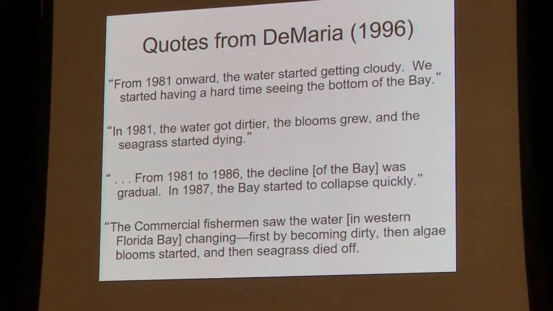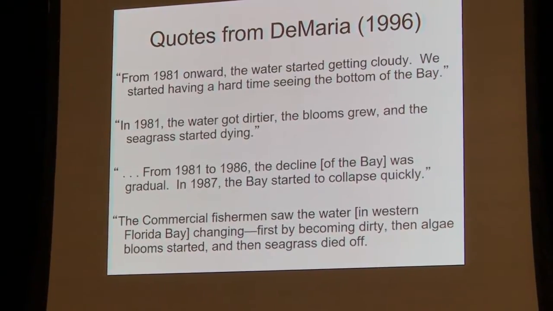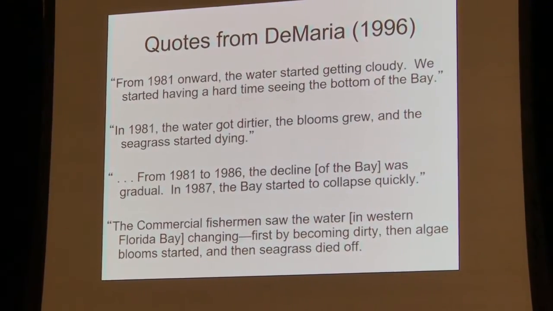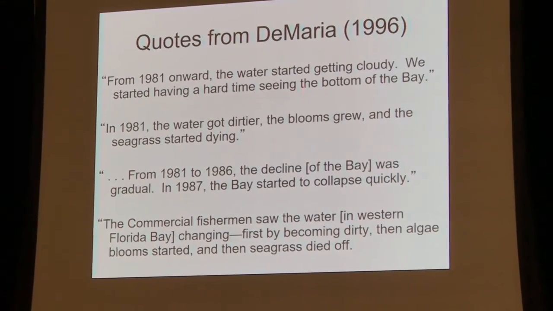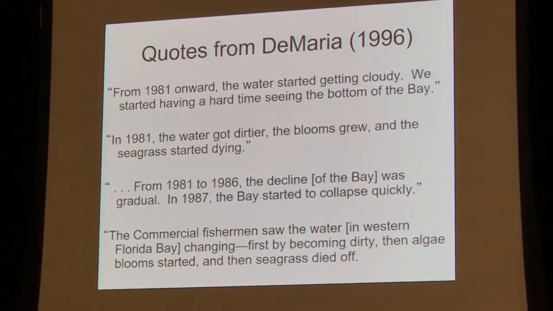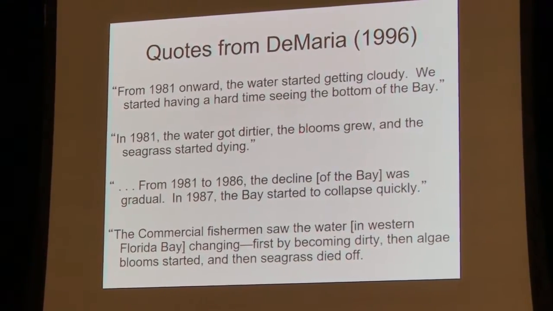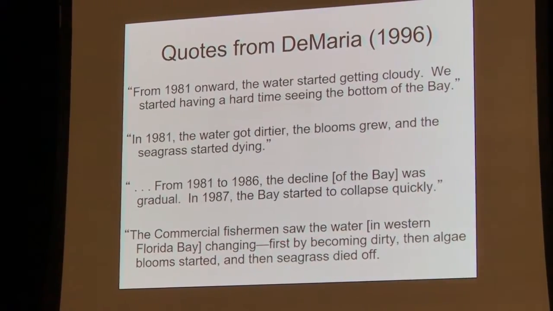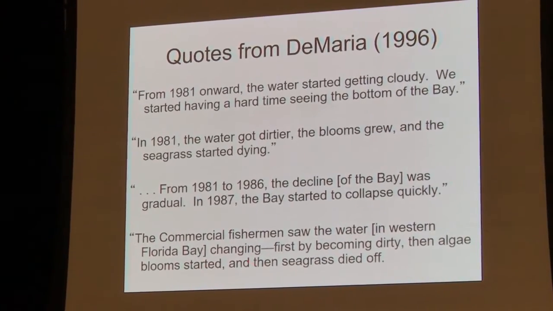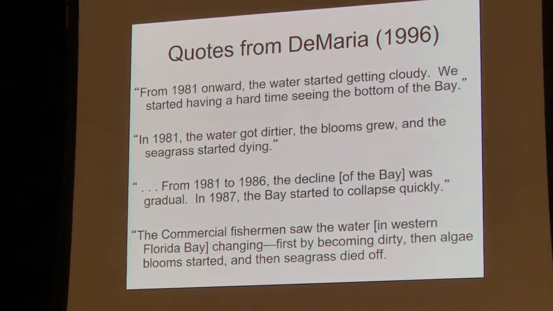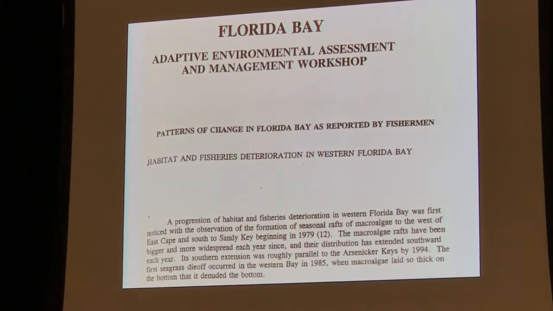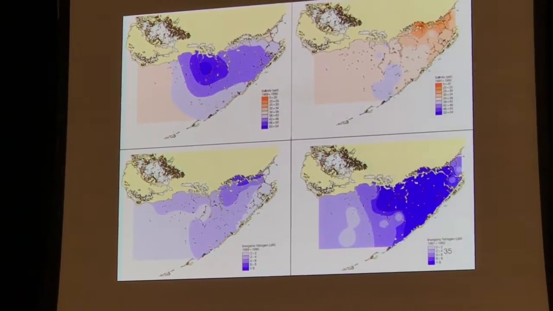And we don't have data on those algal blooms back then, but the fishermen are out there every day, and they could see what was going on. From 1981 onward, the water started getting cloudy, having a hard time seeing the bottom. Just all these things say the same thing. Commercial fishermen saw the water first become dirty, then algae bloom started, and then seagrass died off. Total change of the ecosystem. And well, I'll just skip over that one.